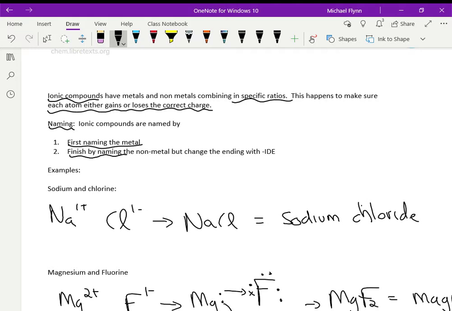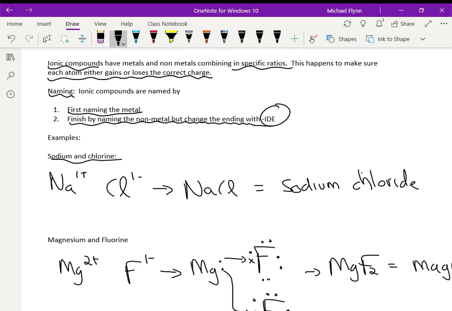But then you finish by naming the non-metal, but you change the ending to IDE. So fluorine becomes fluoride, chlorine becomes chloride, iodine becomes iodide, bromine becomes bromide, right? Phosphorus becomes phosphide, okay, sulfur becomes sulfide, oxygen, oxide, nitrogen, nitride, okay, carbon will become carbide. Get the idea? So you change the name to -IDE.